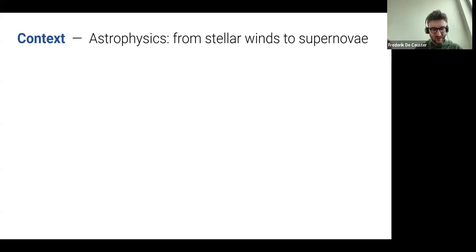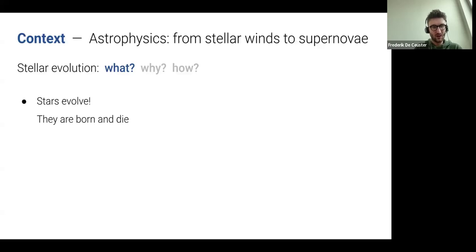Here in Leuven, astrophysics is mainly focused on stellar astrophysics. We study things from stellar winds to supernovae, so that's everything that has to do with stellar evolution. I'll try to walk you through the what, why, and how of stellar evolution and what we try to do here. So first, what is stellar evolution?